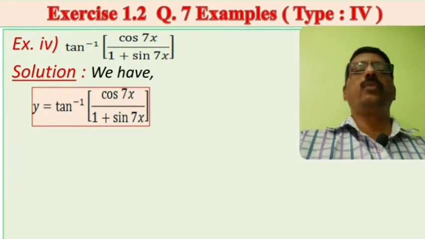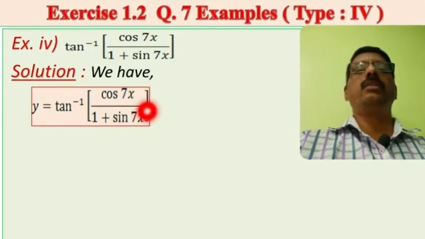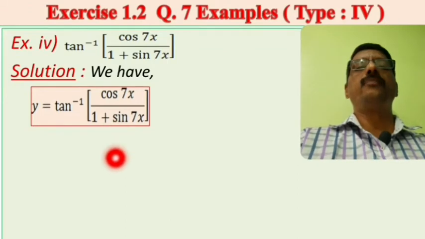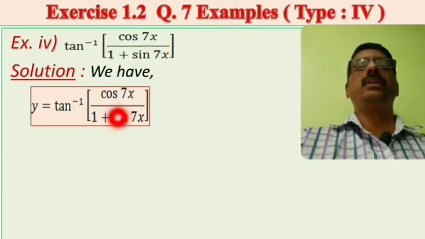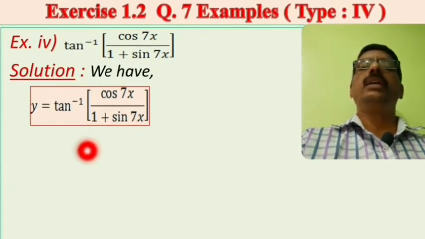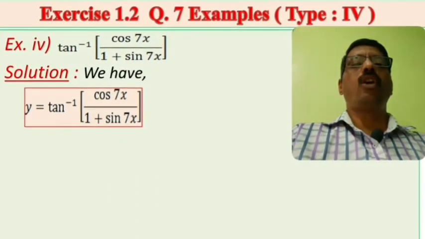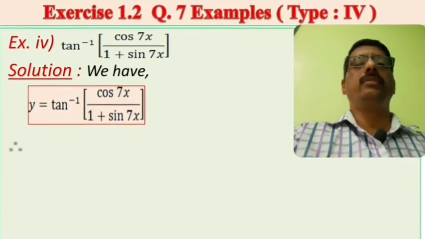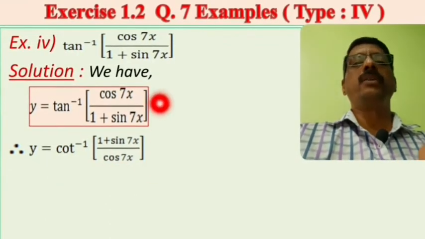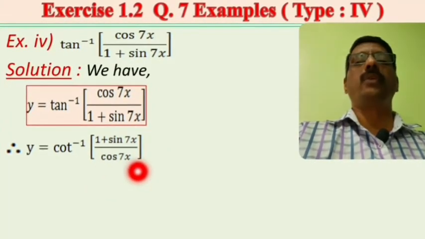Now here in this equation, outside the bracket is tan inverse and inside the bracket the given function is in the form of cos of 7x upon 1 plus sin of 7x. We have to convert that bracket, the given function f of x, into the form of tan of theta. Okay, then tan inverse tan cancel, and then we can get the derivative of the simplest form. Now firstly convert the given function, that is tan inverse into cot inverse, and therefore y equal to cot inverse of the reciprocal, therefore (1 plus sin of 7x) upon cos of 7x.